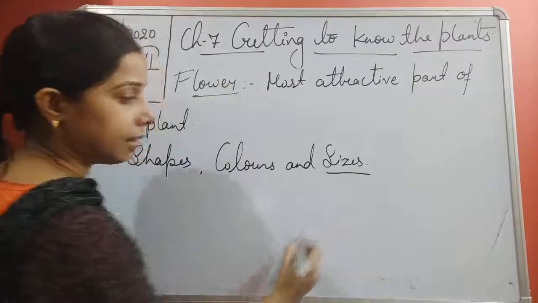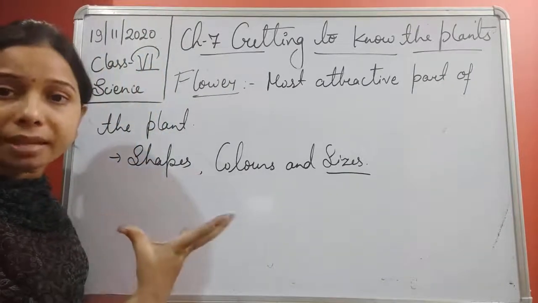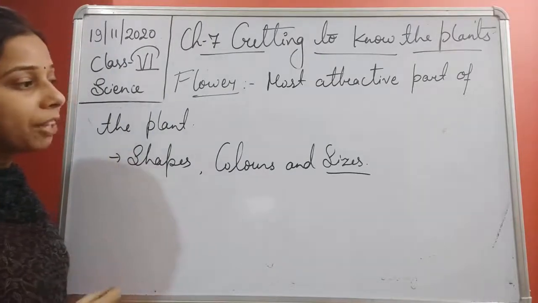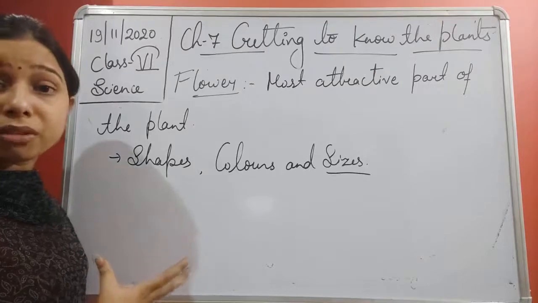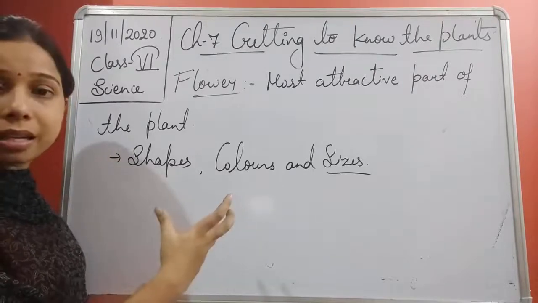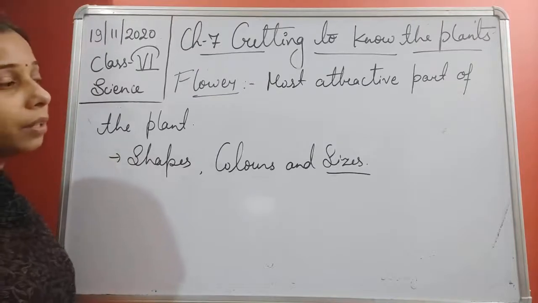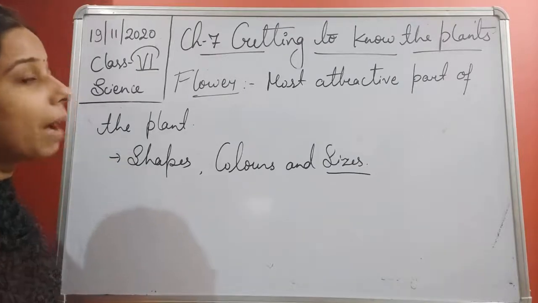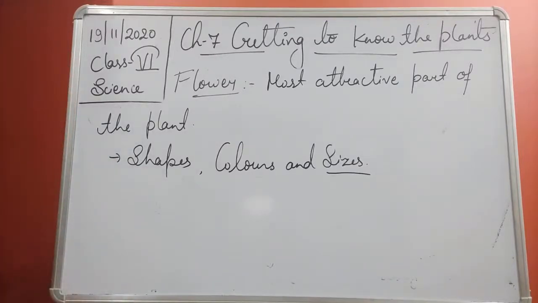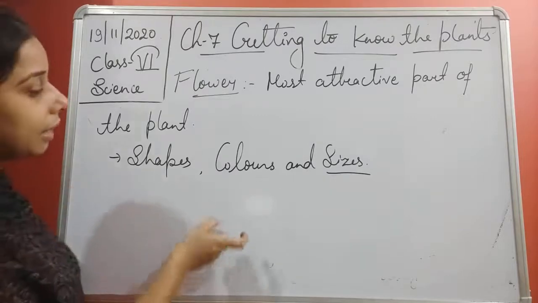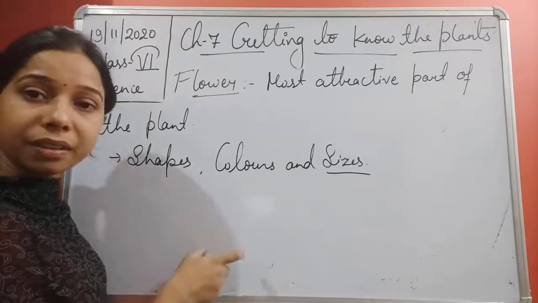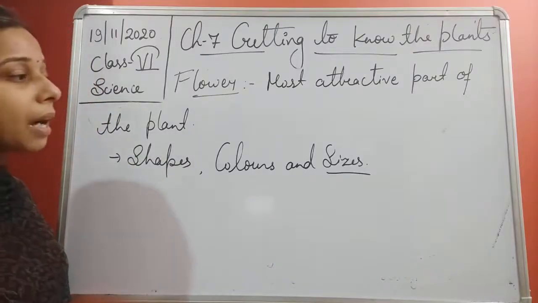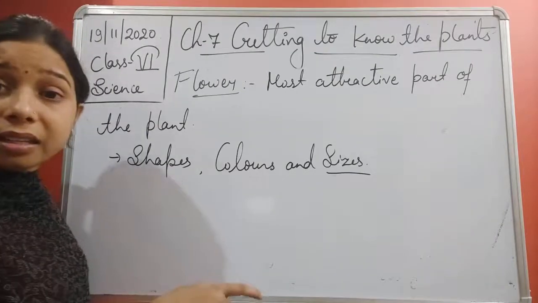Next one is the sizes. Yes, some of the flowers are of a big size, and some of them are of a very small size. If we talk about the size of a sunflower, students, they are bigger in size. And if you compare it with the other flower, like a flower in peas, or in case of a mango, they are smaller in size. So we can say that it varies with the shape, with the color, and with the sizes also. The most attractive part, but the shape, the color, and the size of the flower varies from plant to plant.